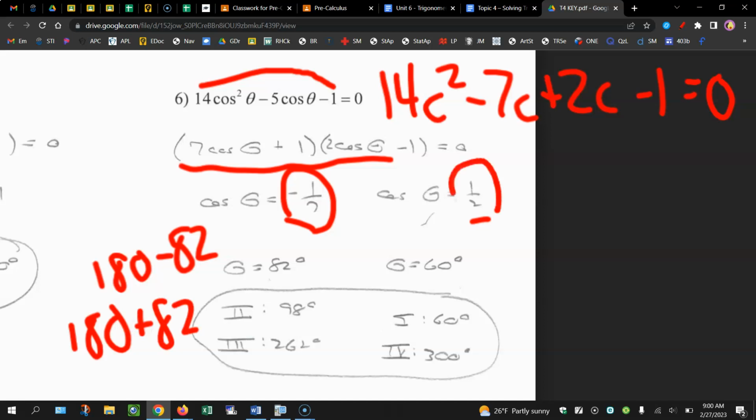And then for this 1/2 over here, it's a positive value. So cosine is positive in quadrants 1 and 4. So this is a positive acute angle. So that's going to be your answer in quadrant 1. And in quadrant 4, it's just going to be 360 minus that angle, in this case, 300.